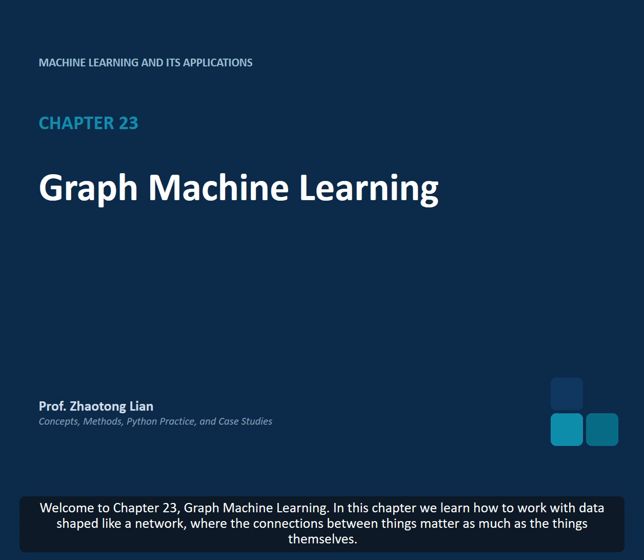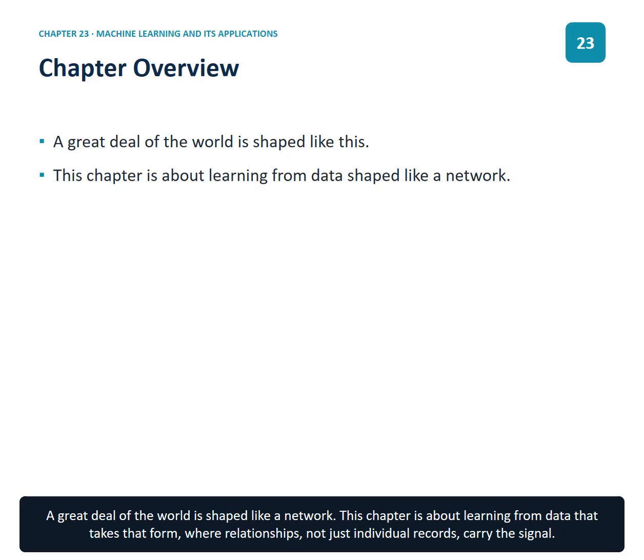Welcome to Chapter 23, Graph Machine Learning. In this chapter, we learn how to work with data shaped like a network, where the connections between things matter as much as the things themselves. A great deal of the world is shaped like a network. This chapter is about learning from data that takes that form, where relationships, not just individual records, carry the signal.